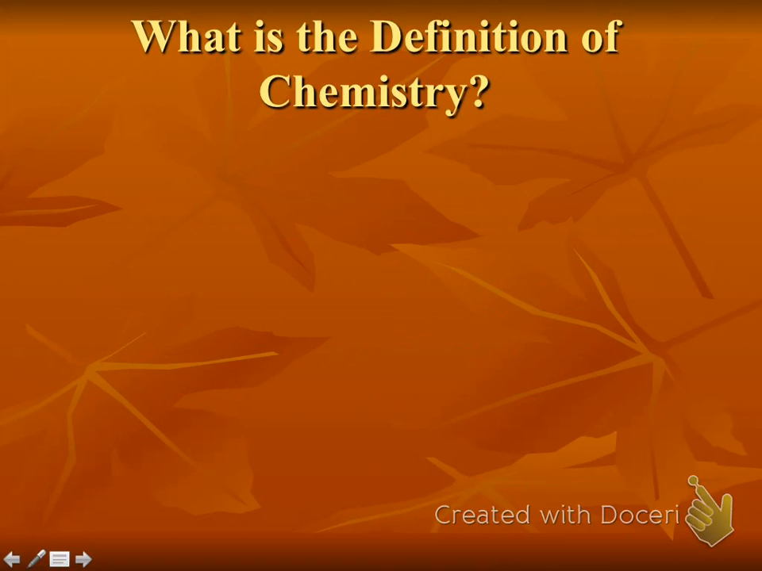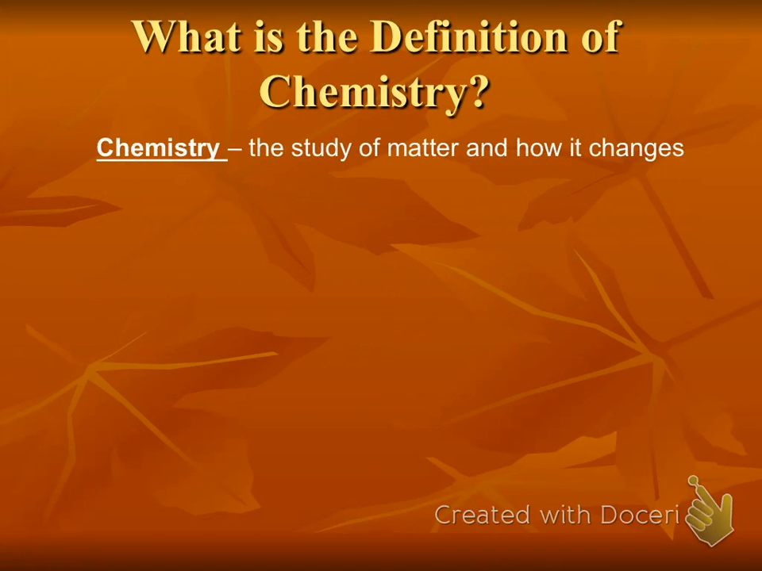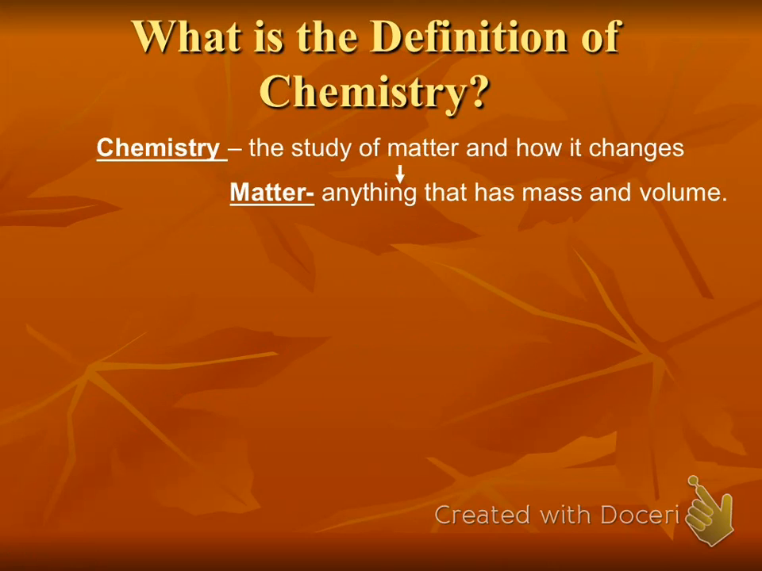So let's define chemistry. We talked about this the first day of class, but let's get down a definition. Chemistry is the study of matter and how it changes. You should know this, but just as a reminder, matter is anything that has mass and volume. In other words, it has mass and takes up space. So that's quite a broad study of anything with mass and volume.